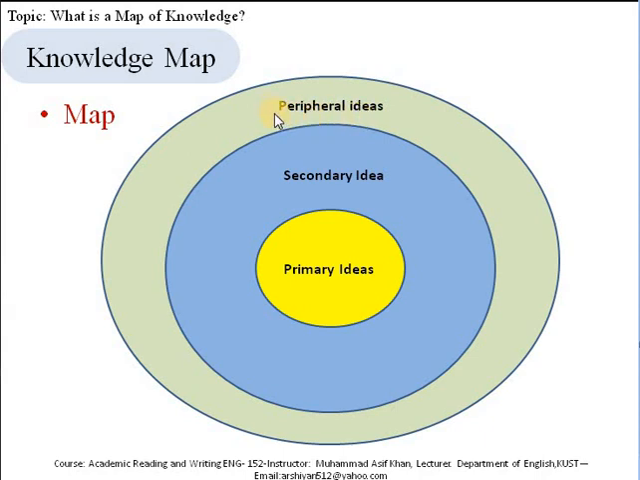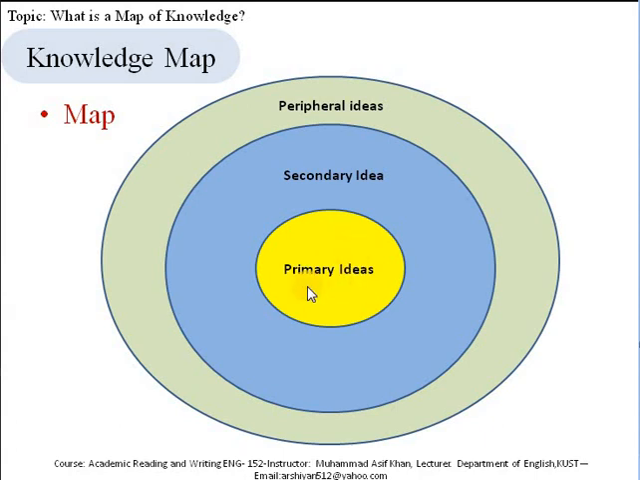So closely reading about primary and secondary ideas in any discipline is the key to understanding the discipline. If you want to understand any discipline and you closely read the primary and secondary ideas of that discipline, it will be very easy for you to understand the whole discipline. For example, if you are trying to study literature, you have to understand the basic concepts of the primary ideas.